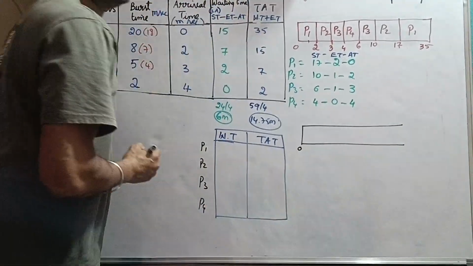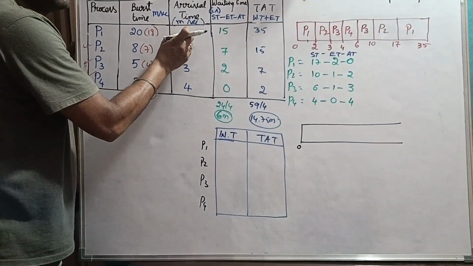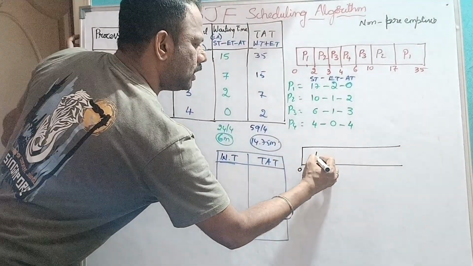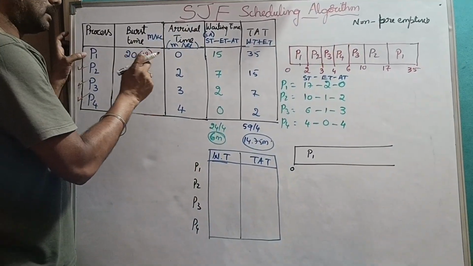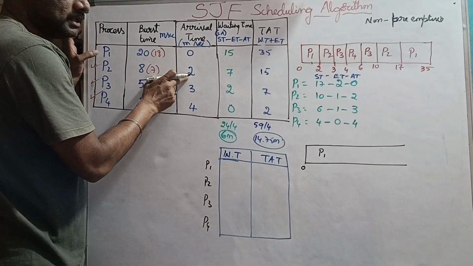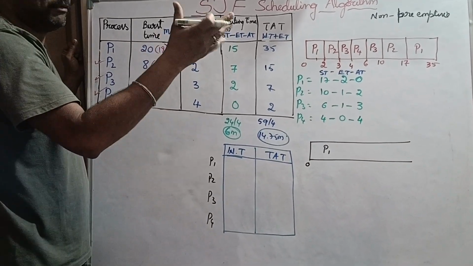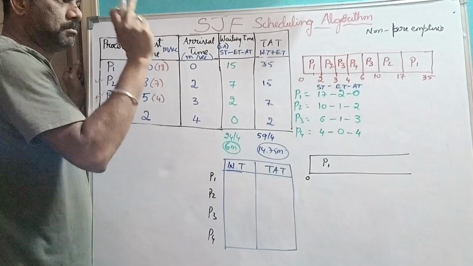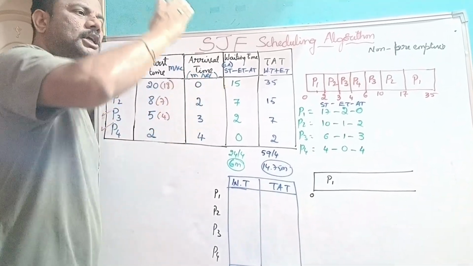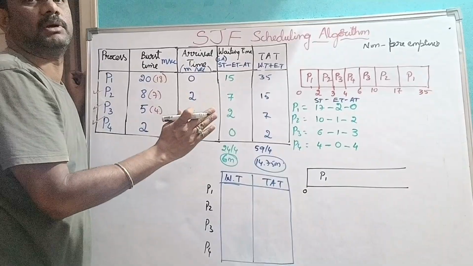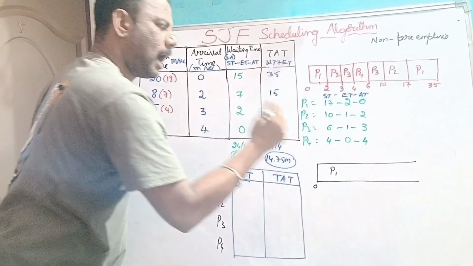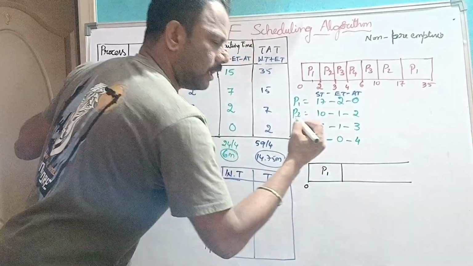At the 0th millisecond, only one process arrives, P1. At the second millisecond, process P2 arrives, and it requires only 8 milliseconds, but we don't have a choice. In non-preemptive scheduling, once we start a process, it should continue till it completes its execution. We cannot stop in between. So I have to complete P1.